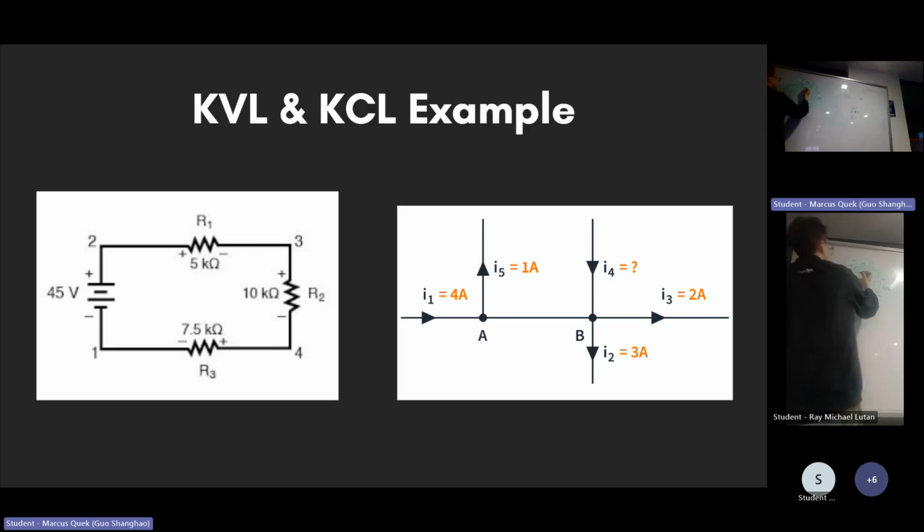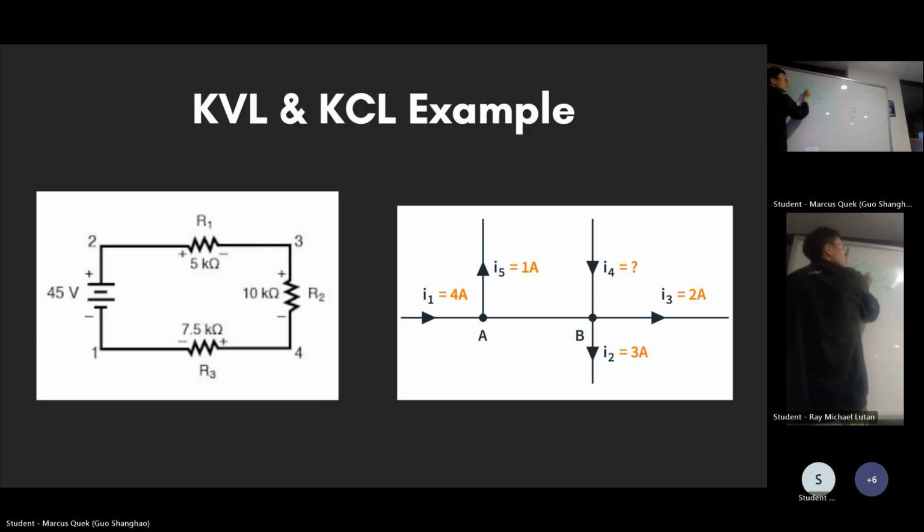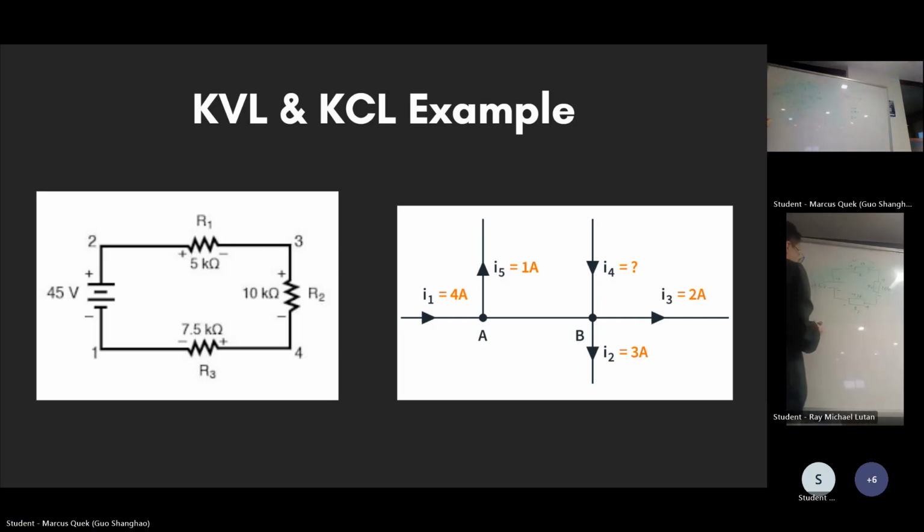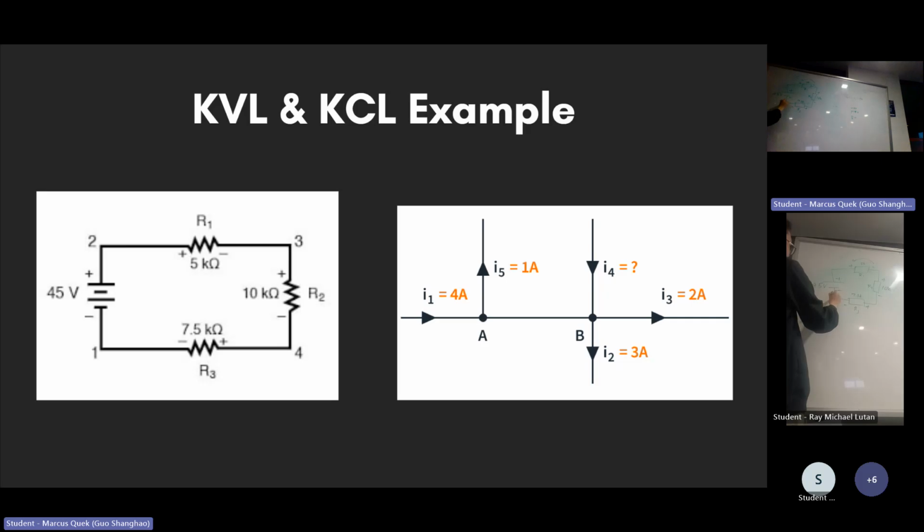So let's label these. Then I'll start off at this point. You just go through the circuit and take note of the labels. I started from this point, so that's where zero goes. You can start from any point you want. Let's start with this point.